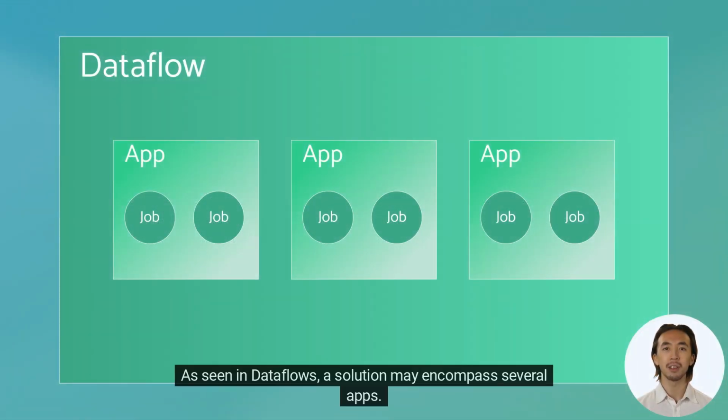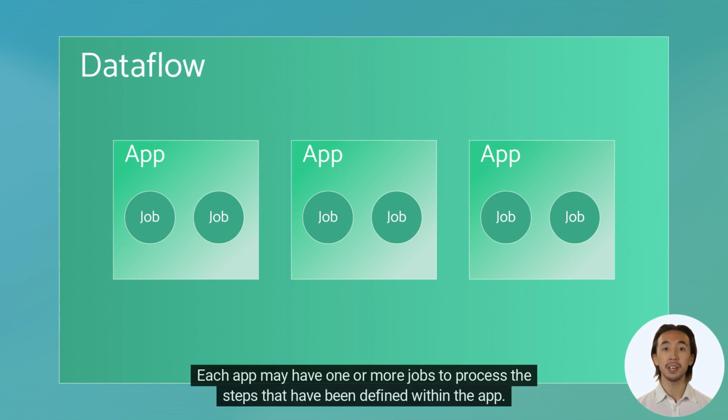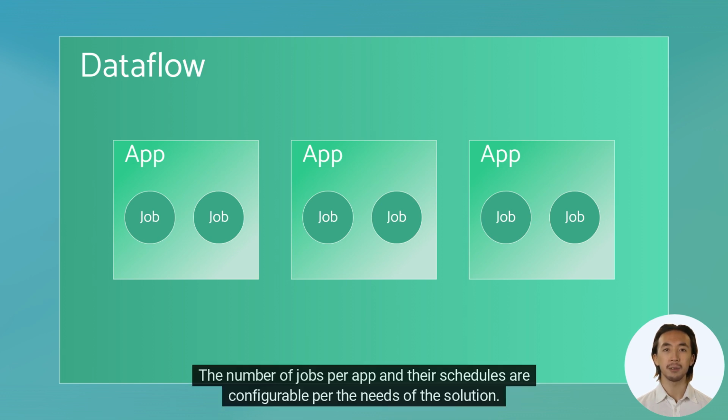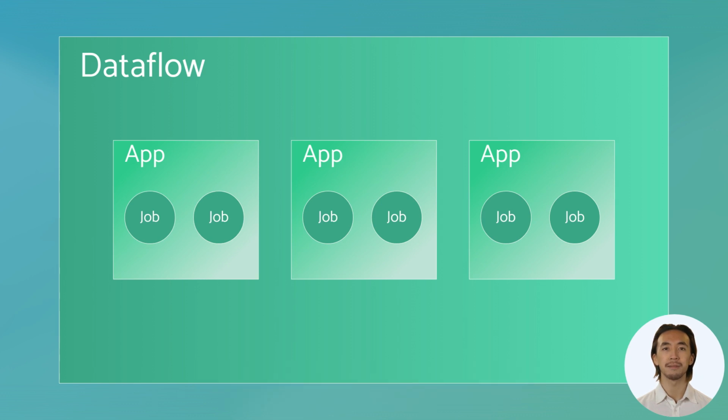As seen in Dataflows, a solution may encompass several apps. Each app may have one or more jobs to process the steps that have been defined within the app. The number of jobs per app and their schedules are configurable per the needs of the solution.